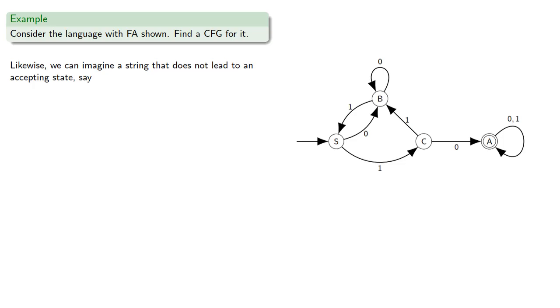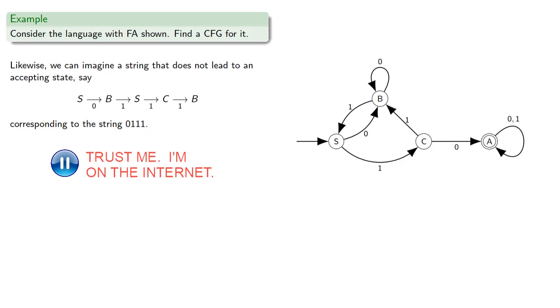Likewise, we can imagine a string that does not lead to an accepting state. Say we end at B, we could have gotten there from C reading a 1. We could have gotten to C from S reading a 1. We could have gotten to S from B reading a 1. And we could have gotten to B from S reading 0, and we could have started at S. And so this corresponds to the string 0111. Which, because we end at B, is a string that is not accepted by our language.